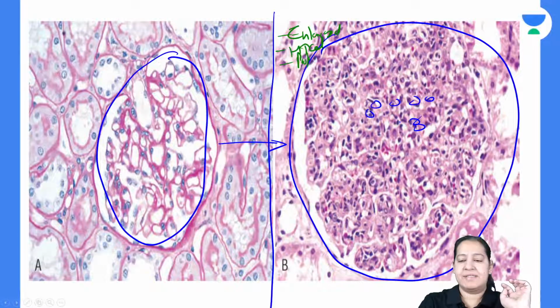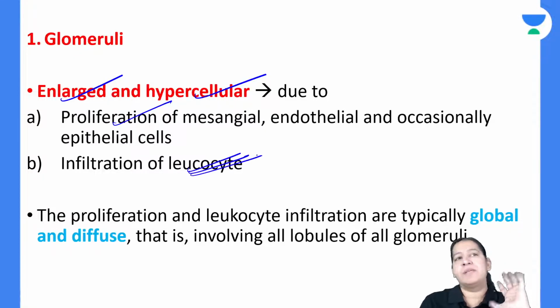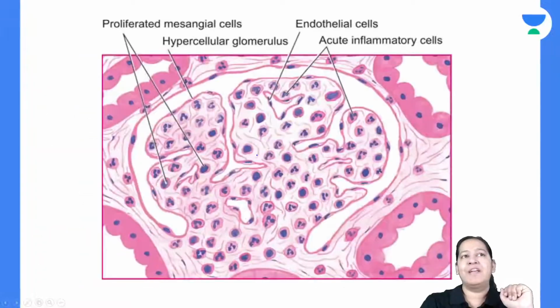So that's it. You have to write that the glomerulus is enlarged, it is hypercellular, it is proliferative, and multiple WBCs are coming. That's it. So that is light microscopy.